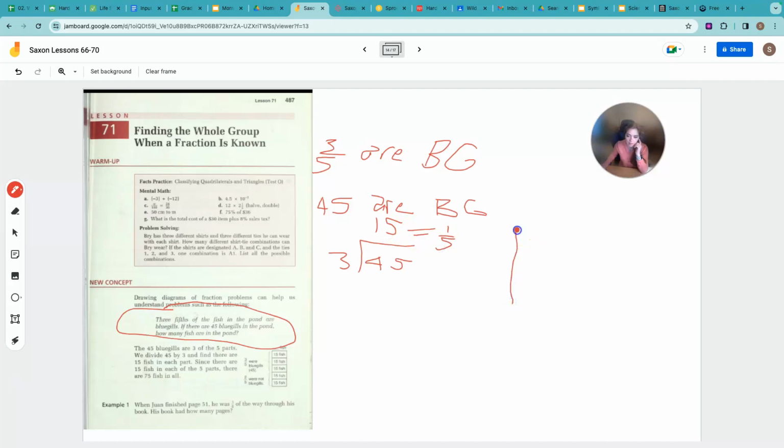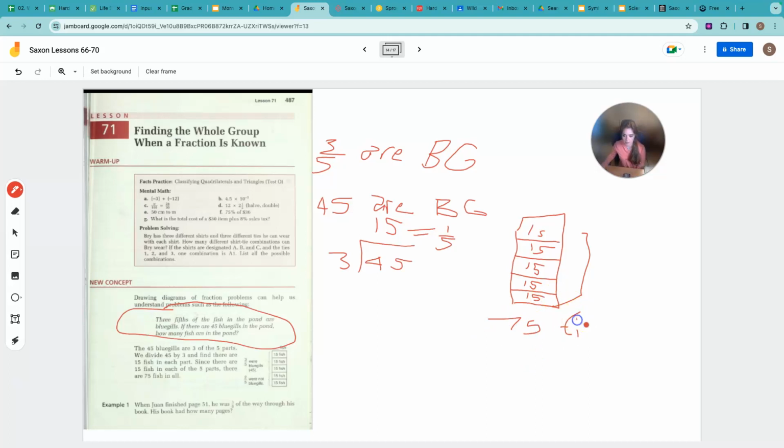So we draw a diagram here. Problems may ask you to draw a diagram. And we draw 5 parts, 1, 2, 3, 4, 5. And we put 15 in each part, right? Saying how many fish are in the pond. So that would be 5/5, right? That would be 15 times 5. You can use your handy-dandy calculator or old school method, either way. 15 times 5 is equal to 75 fish. So there are 75 fish in the pond.